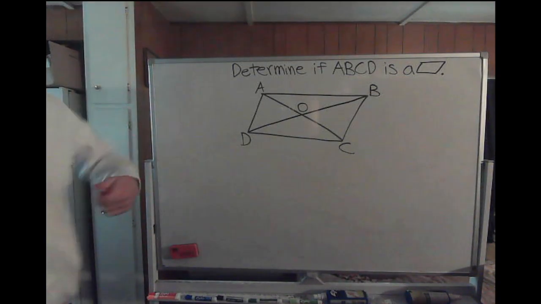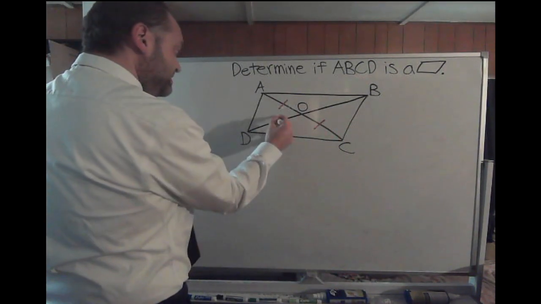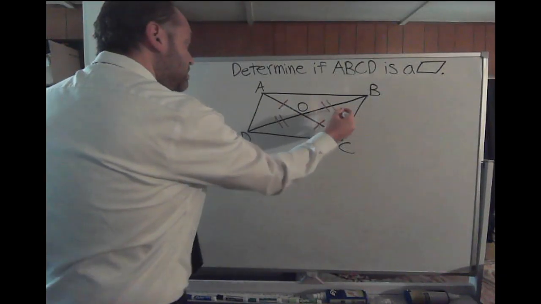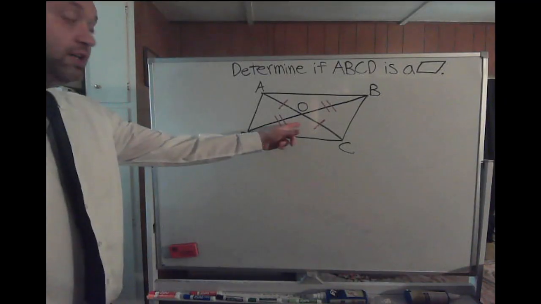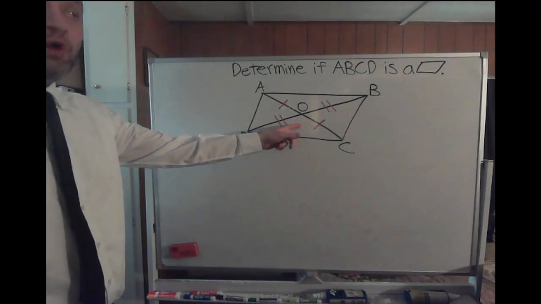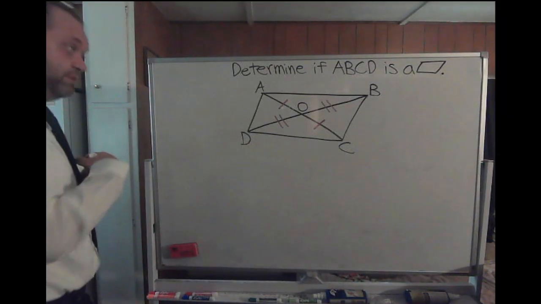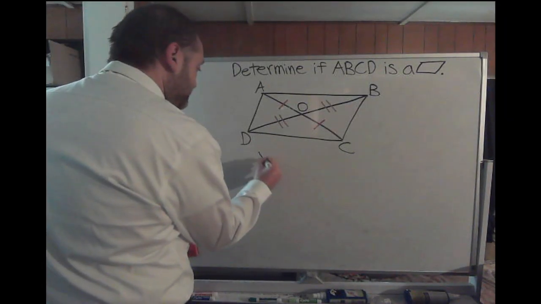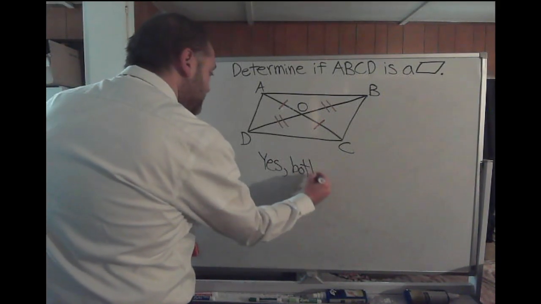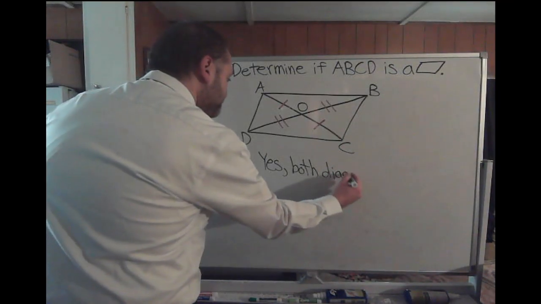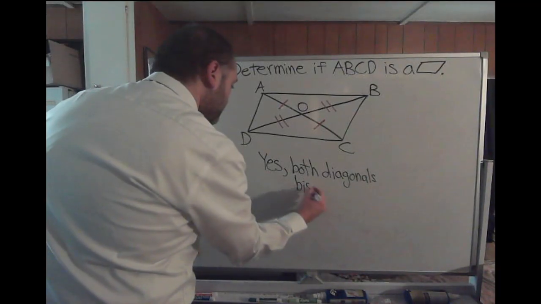In this case, they give us here AO is congruent to CO. They even give us that DO is congruent to BO. All right? So in this case, it's clear to see that both diagonals actually bisect each other. So yes, it would be true that ABCD is a parallelogram in this case. Yes, because both diagonals bisect each other.